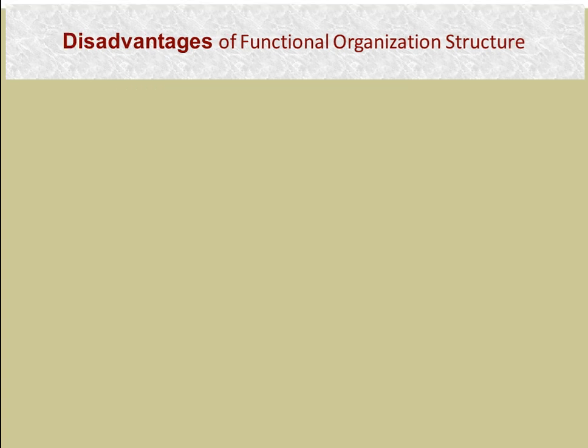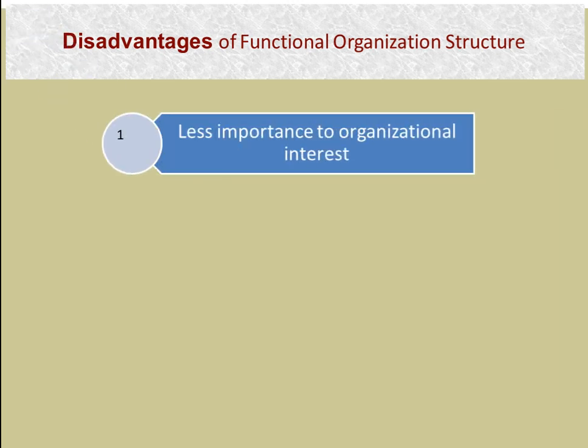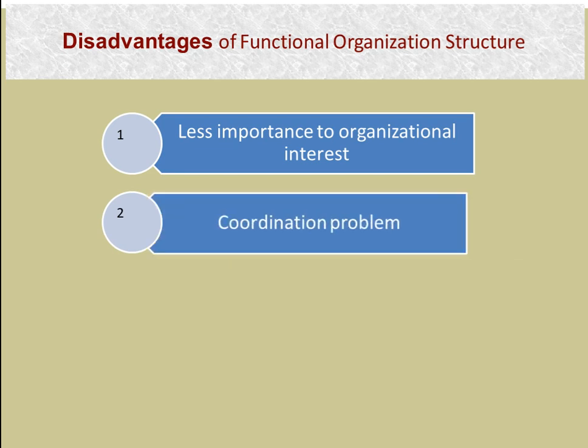Next is the disadvantages of functional structure. First one, less importance to organizational interests. Various functions are performed by various managers. They give importance to their own department only, and not to the organizational interests or overall development of the organization. So next one is a coordination problem. We want to get one product or our final result, but here we get a problem of coordination among the various departments.